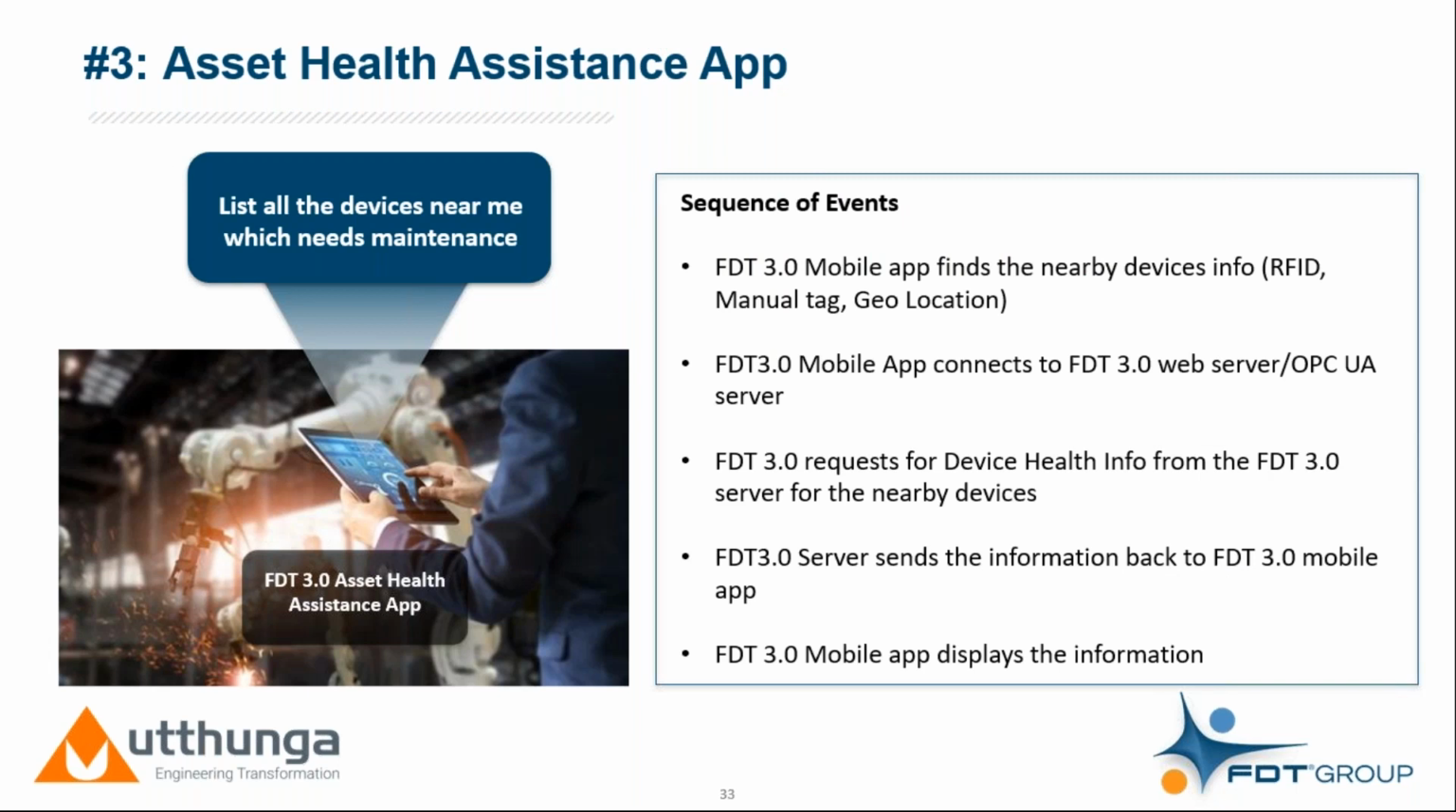So we have extrapolated the same use cases for the Asset Health Assistance app. As I mentioned earlier, there is a possibility of creating an app. So, for example, a maintenance engineer with a tablet and the FDT 3.0 Asset Health Assistance app can walk the shop floor and ask for a list of the devices near him which need maintenance. Behind the scenes, the FDT 3.0 mobile app finds the nearby devices, and then requests the FDT server for the information, and that will be displayed. So you can create these small utility functions using the FDT 3.0 mobile app. Next.